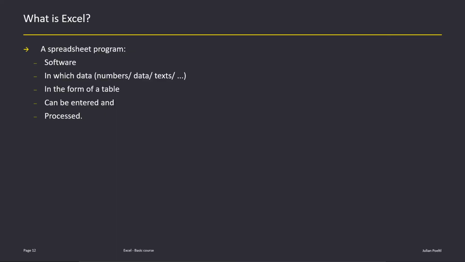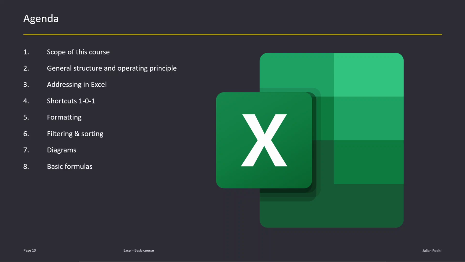So what is Excel then? Excel is a so-called spreadsheet program, and a spreadsheet program is software in which you can input data, for example numbers, normal data, texts, and so on, in the form of a table. And you can not only input the data there, you can also process the data there. So that's Excel. And during this course, this is only the basic course.